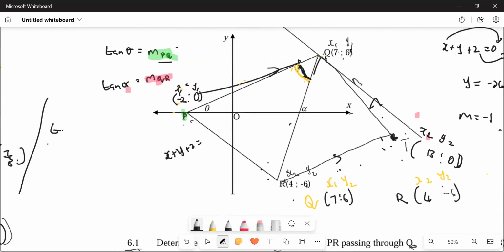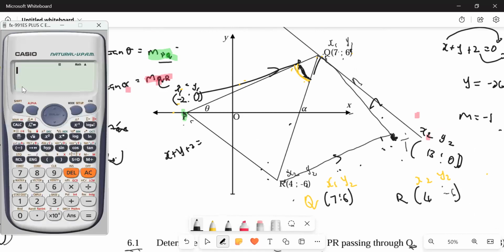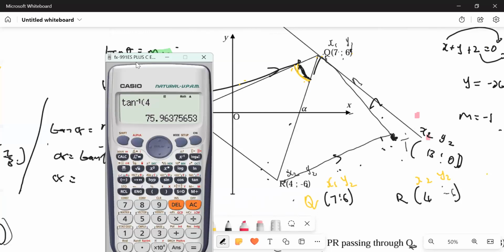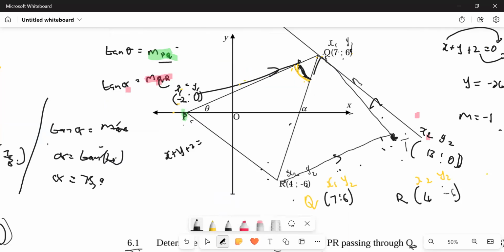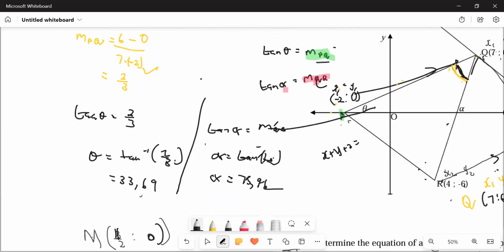We're going to tell them tan of alpha is going to be equal to M of QR. And then alpha is going to be equal to the tan arc of 4. And then you type this in your calculator. You get shift tan arc of 4 again. You get 75,96 again.